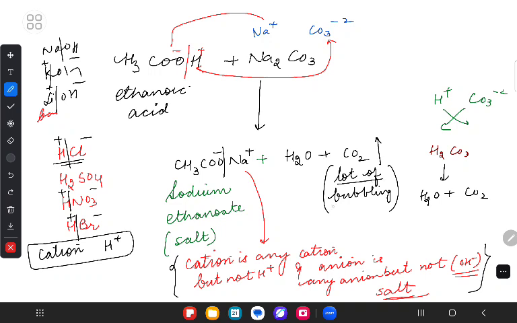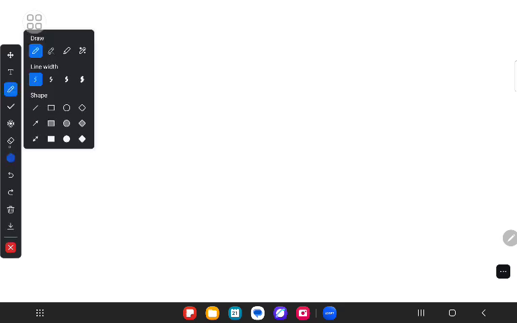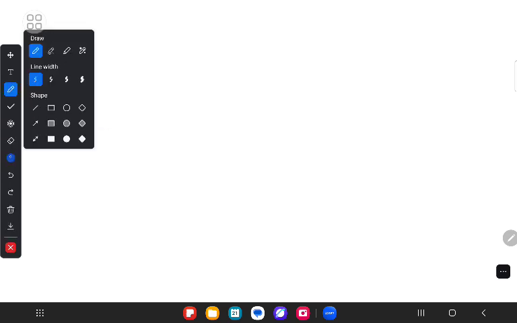And here CO2 is released with a lot of bubbling. So what do you call this? This is basically effervescence, a lot of effervescence. Understood? So basically all the acids would react with the base. All the acids are going to react with sodium carbonate or sodium bicarbonate. Got it.